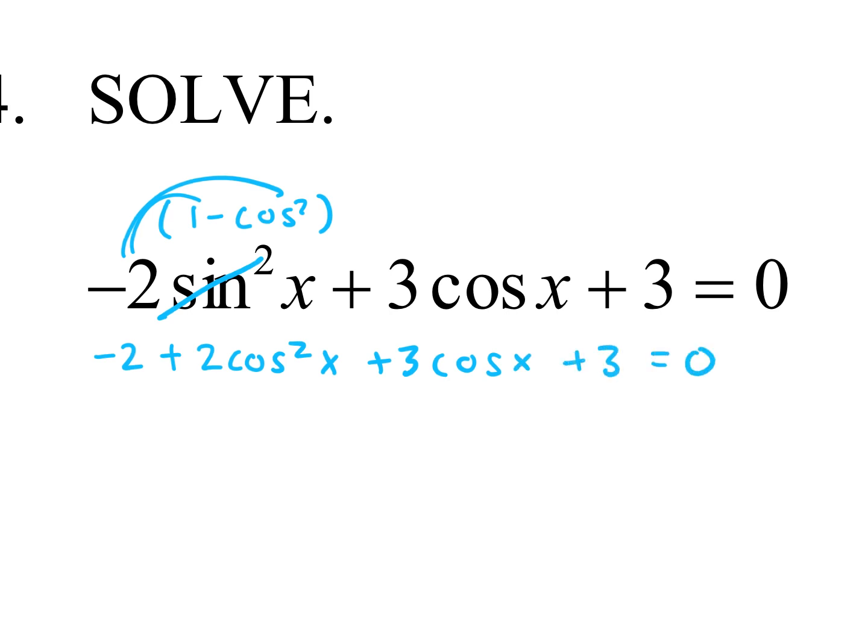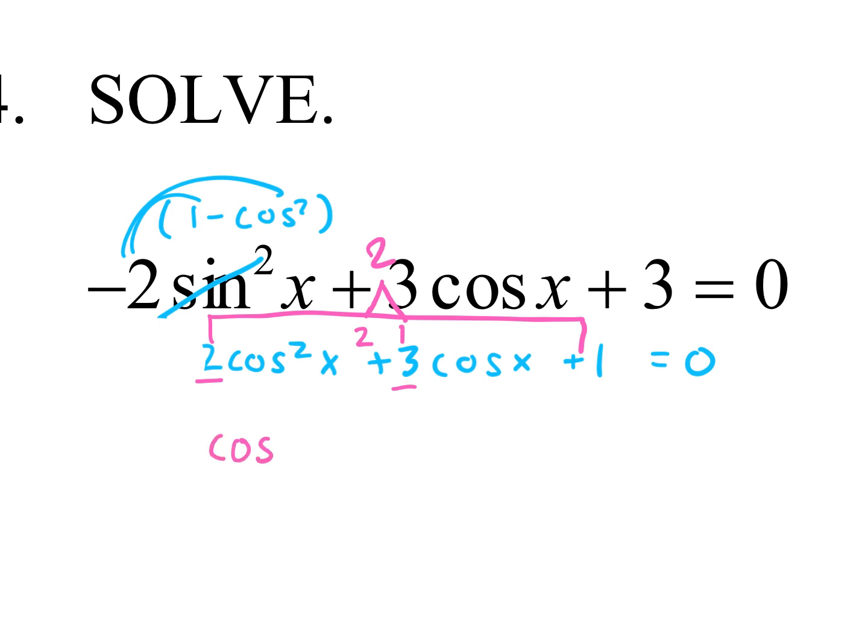Combine the like terms. So we have -2 plus 3, which would be 1. Be careful because they are on the same side. So you're not adding 2 to the other side. You just combine your like terms. So now I can factor. So my leading coefficient is not 1, so I have to multiply the first times the last. I get 2. 2 factors of 2 that add to 3 would be 2 and 1.